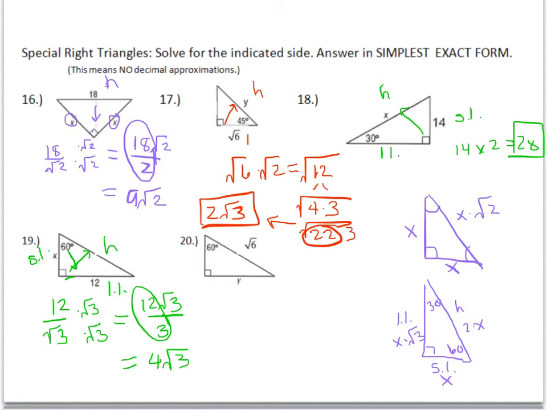Last but not least, on our special right triangles, we have another 30-60-90, only we have the hypotenuse and we want the long leg. We've got to get to the short leg first. So hypotenuse to short leg is root 6 divided by 2. Can't simplify that any further, so there's our short leg.